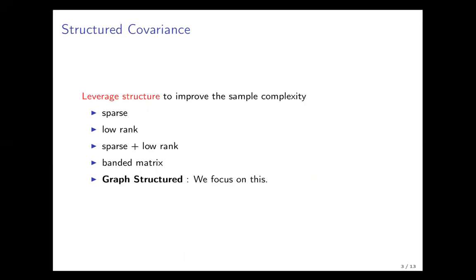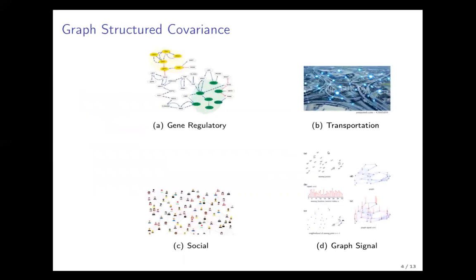In this work, we are going to discuss graph structure, and we are going to see how we can leverage graph structure to achieve better sample complexity in terms of vector and empirical sample complexity, which I am going to discuss in the following slides. Graph structured covariance matrices arise in different applications such as gene regulatory networks, transportation networks, social networks, and graph signal networks. In all of these networks, the data has an inherent underlying graph structure.